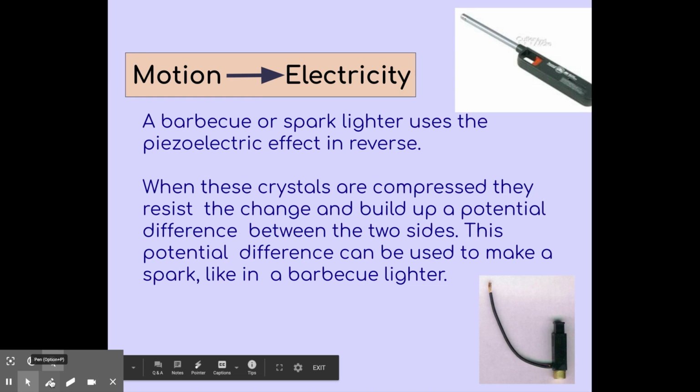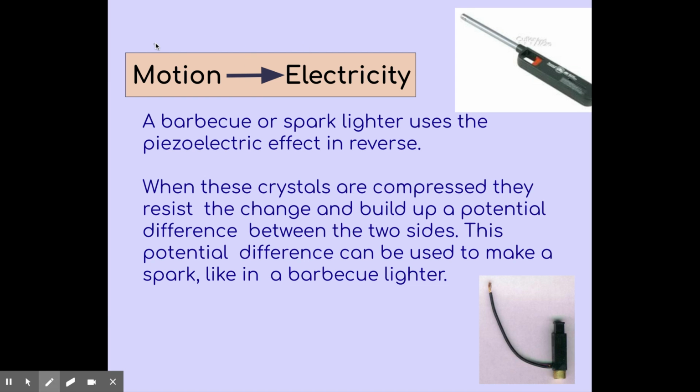Okay, now to flip this, so speakers are electricity to motion, but you can actually take motion, you can take mechanical energy and convert it into electrical energy as your output energy. The common everyday thing that we use to do this is a barbecue lighter. The only way a barbecue lighter works is if you push down on the clicker, right? So when you push, that's your motion, it's your mechanical energy, and it creates a little spark.